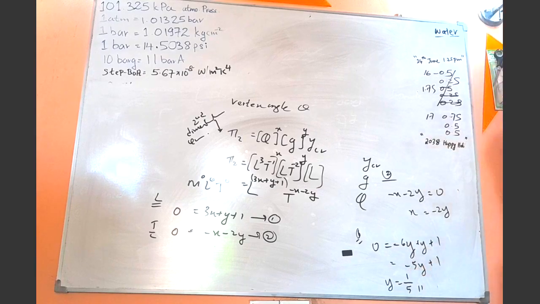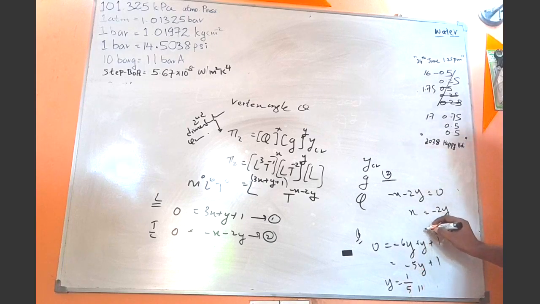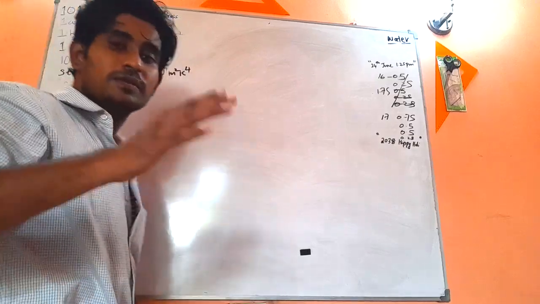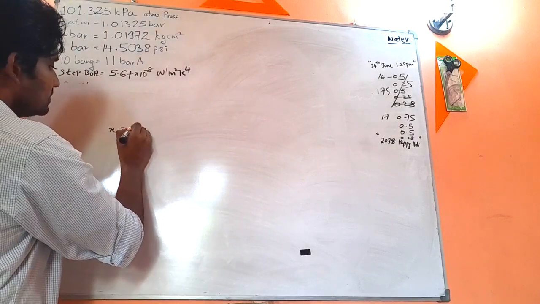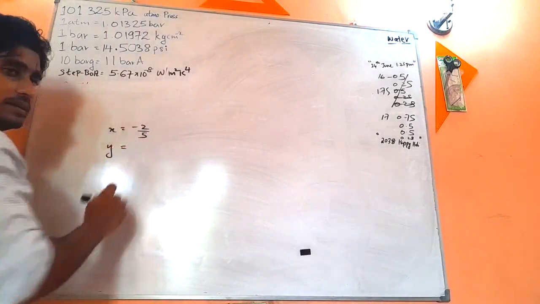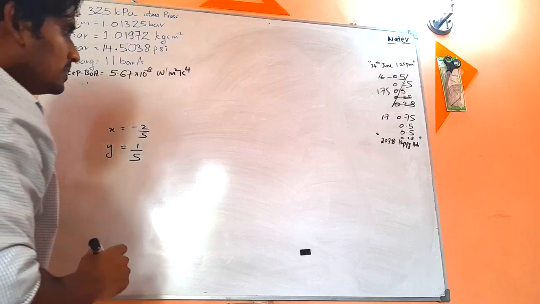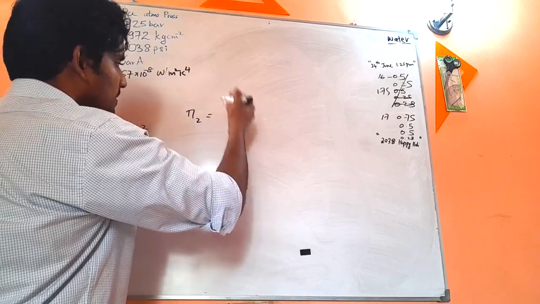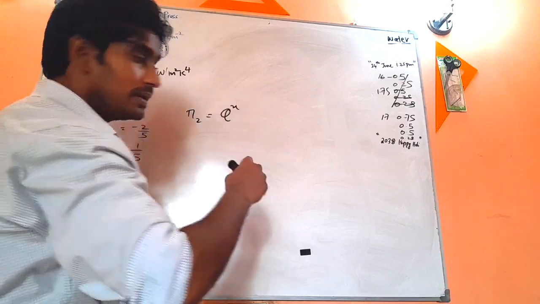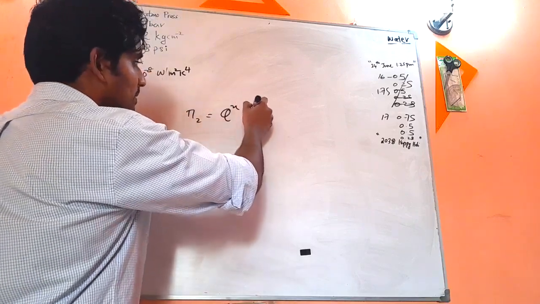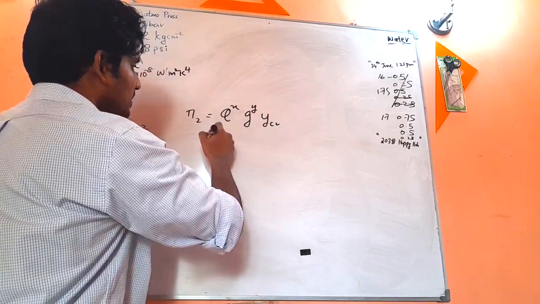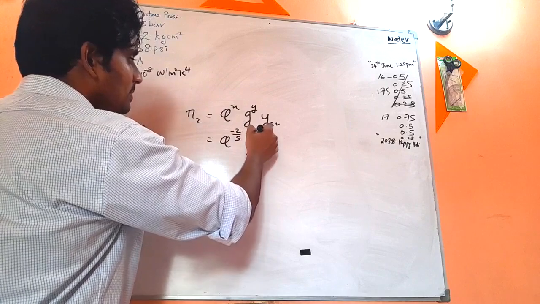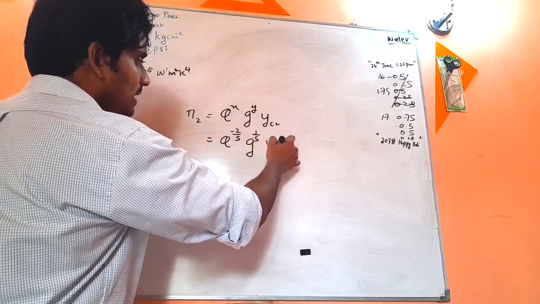Agree? So if y equals 1 over 5, then x will be minus 2 divided by 5. So we have evaluated that x equals minus 2 divided by 5, and y equals 1 over 5. We know that this is the way we have considered phi 2 equals flow rate q to the power x times acceleration due to gravity g to the power y times the critical depth y critical. So now x is minus 2 divided by 5, g to the power 1 divided by 5, times y critical.